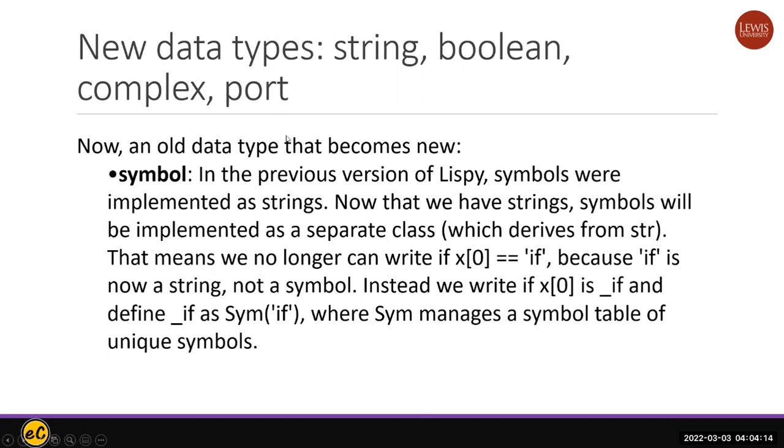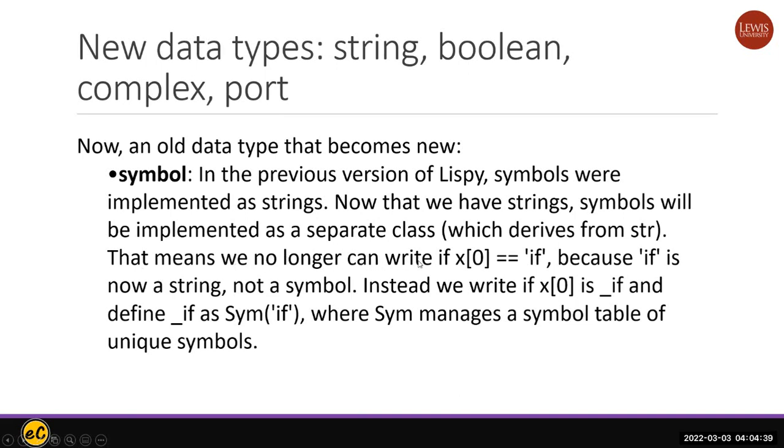And we actually update the symbol. So symbol used to be just a string. So right here, we actually create a new version. Symbols were implemented as strings before. Now we have string, and symbol will be implemented as a separate class. So it derived from string, and it means that it no longer can be written.